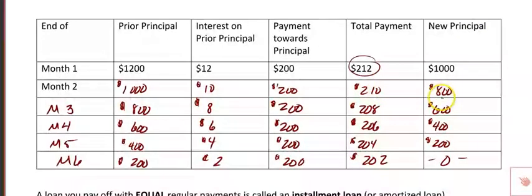I knocked $200 off of the principal. So starting principal on month 3 is $800. The interest on that is $8. And if I'm putting $200 towards my principal, then my payment's going to be $208, knocking another $200 off of the principal amount that I owe. If you continue this way, you'll end up in month 6 paying a payment of $202, and you would have a zero balance at that point in time.